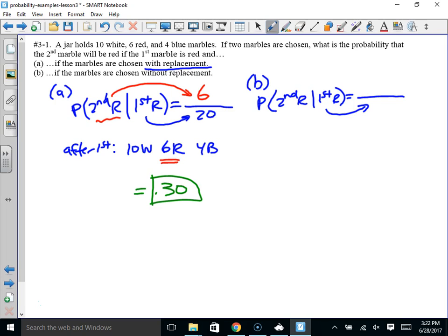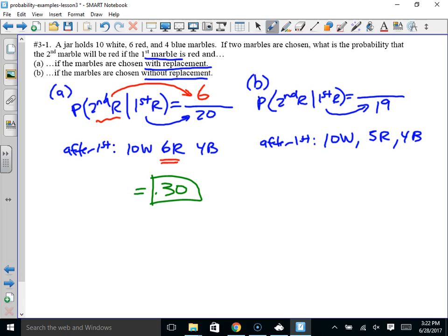So if we drew a first red marble out, but this time we're not replacing it, then that means after the first marble is drawn out, it says specifically a red marble is drawn first, right? So that means we still have all 10 whites in there, but now there's only 5 red marbles, and then there's 4 blue marbles, right? So that means there are actually 19 marbles left in the bag because we're not replacing this time.